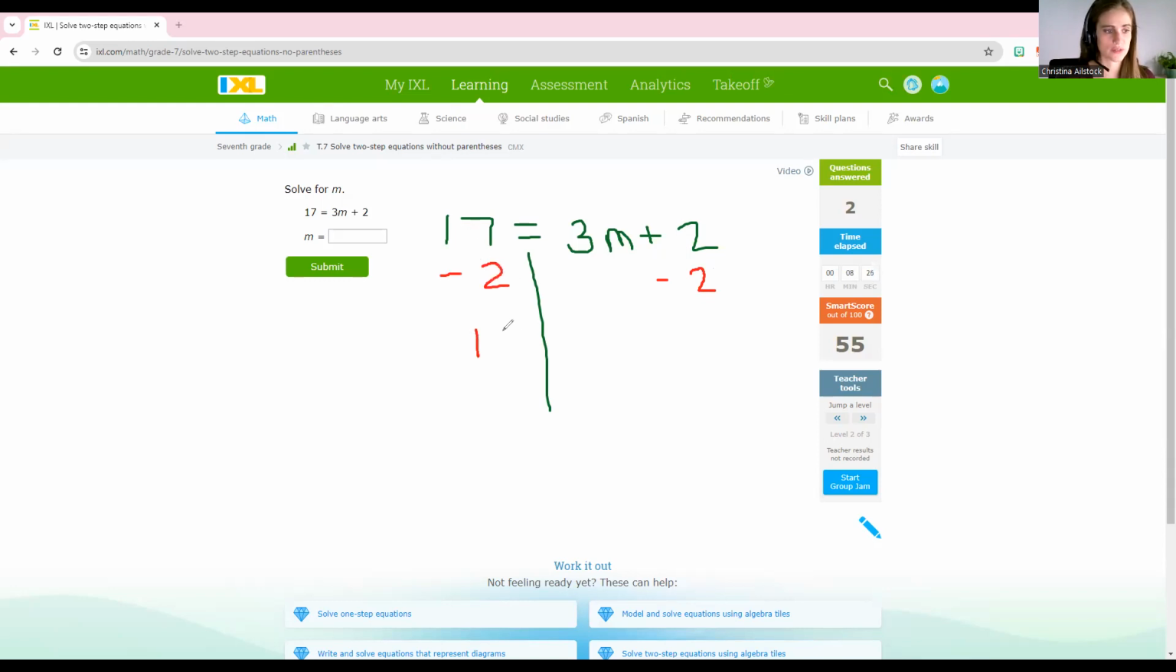17 minus 2 is 15. Bring down your equal sign. Bring down your 3m. And 2 minus 2 is 0. So it disappeared from that side just like we wanted.